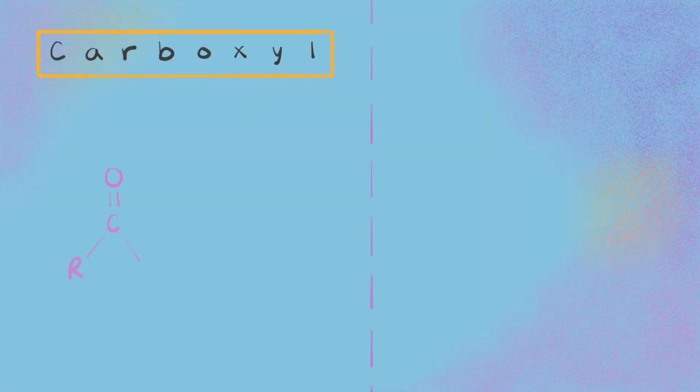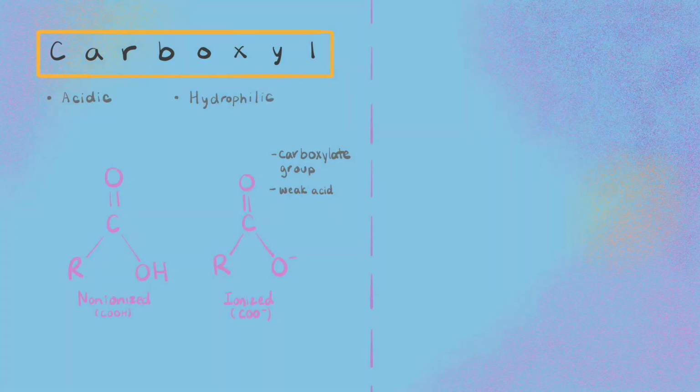A carboxyl is made from a carbonyl and a hydroxyl bonded to a carbon. This makes COOH. Carboxyl groups are acidic as they are a hydrogen source. When put in water, the hydrogen ion tends to break off, leaving an ionized form of carboxyl. This hydrophilic form is called a carboxylate group and is a weak acid.